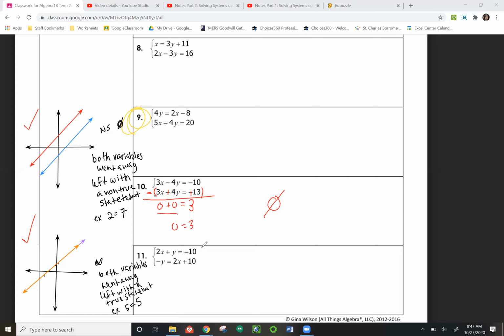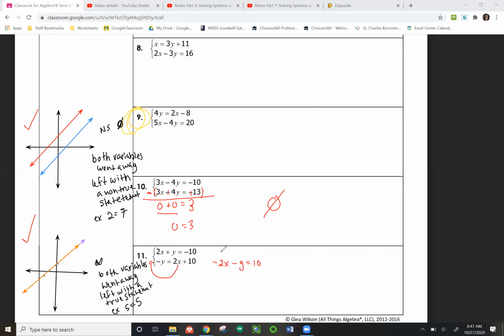Okay, so let's check this guy out. I have 2x plus y equals negative 10 and negative y equals 2x plus 10. They're not lined up quite yet. Okay, so what I want to do is I'm going to write it in standard form. So I want my x's and my y's to be on the left-hand side. So I need to move that x over there. So my bottom equation, since this is positive on the right-hand side, when I subtract it from both sides, it becomes negative. Equals a positive 10, so I'll just write 10.